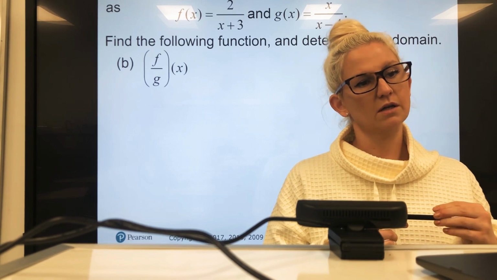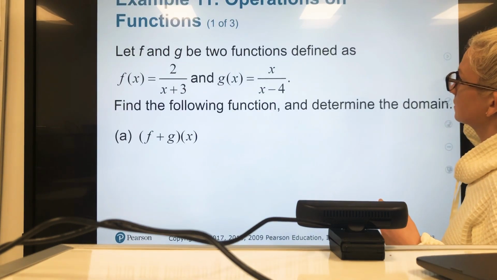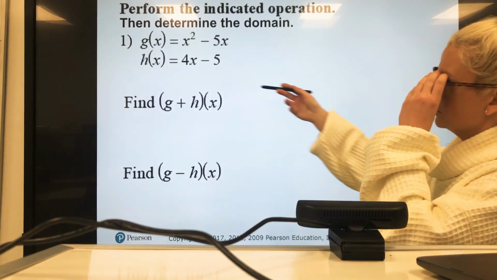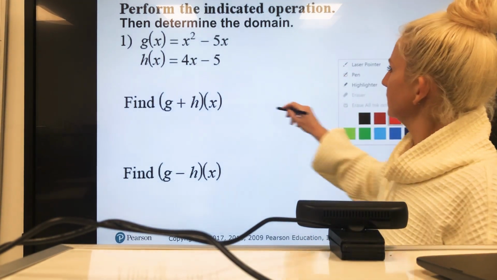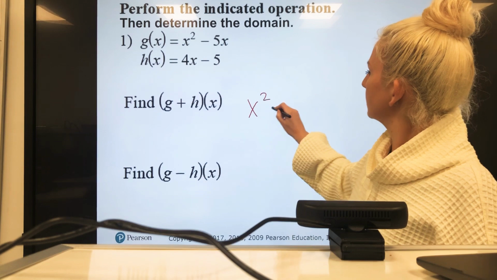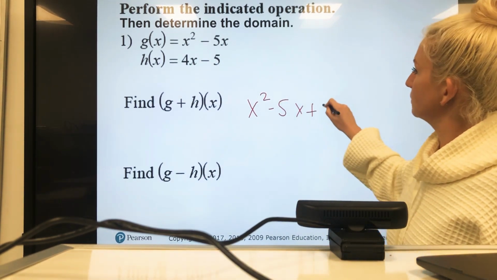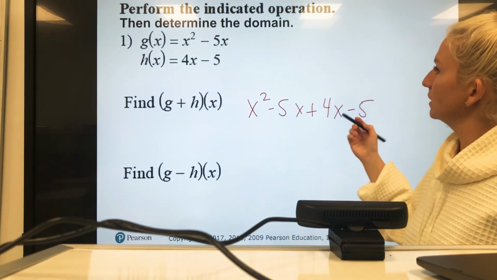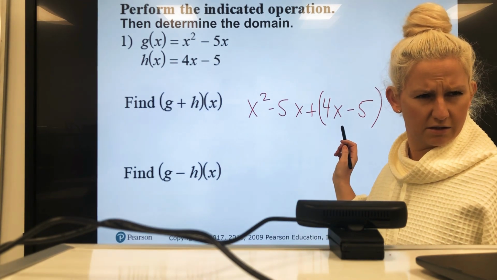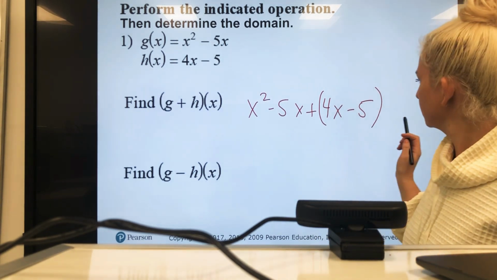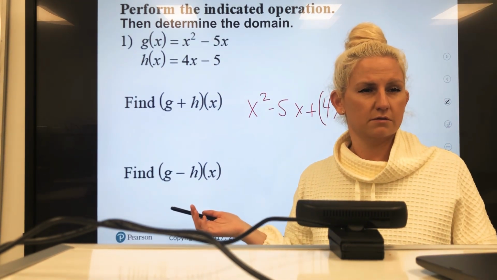Like if I were adding two functions, let's say this for example, right? If I were doing this first one here, if I'm adding x squared minus 5x plus 4x minus 5, it doesn't matter if you have it like that. Was that your question? Yeah, I thought you had to distribute the positive. Yeah, but when you distribute a positive, it doesn't do anything. Do you know what I mean?